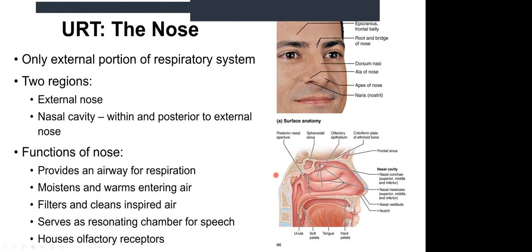And the nose has the job of, one, providing an airway for respiration, so for breathing in and out. Also, it has the job of moistening and warming air that comes in to the respiratory system. In addition, it filters and cleans the air that you're breathing in, and serves as a resonating chamber for when you're speaking. And finally, as we all know already, it houses olfactory receptors up on the top of the nasal cavity. Remember, the olfactory tract then goes back and enters the brain through the first cranial nerve that sends signals whenever we are smelling.